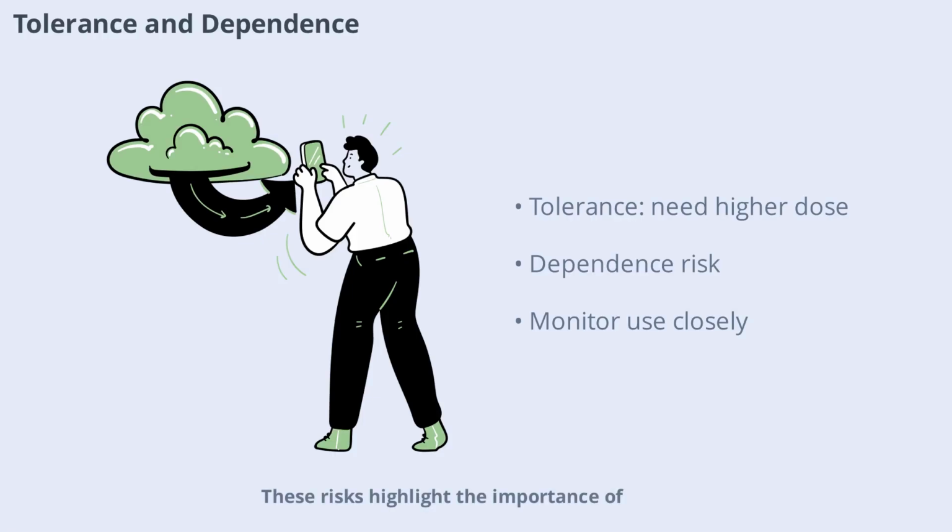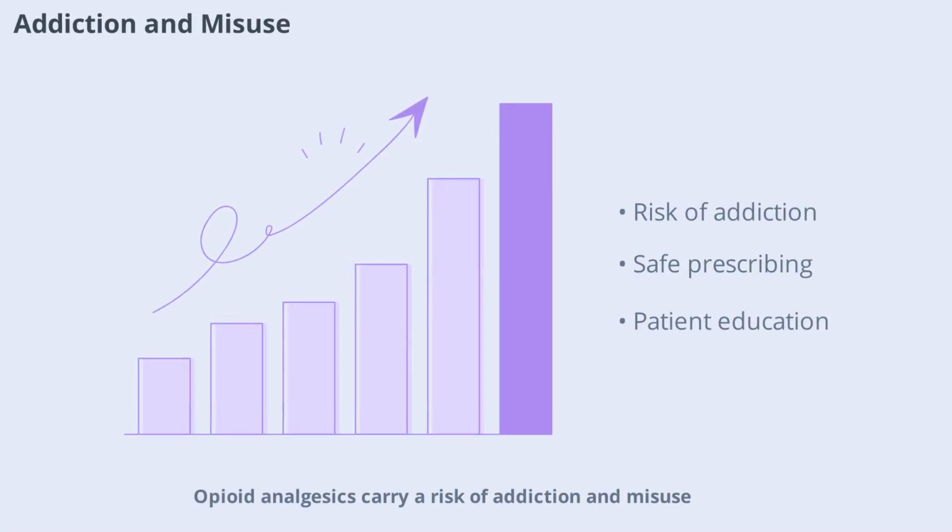These risks highlight the importance of careful prescribing and monitoring by healthcare professionals. Opioid analgesics carry a risk of addiction and misuse, which has become a significant public health concern. Addiction is a complex condition involving psychological and physical dependence. Safe prescribing practices, patient education, and monitoring are essential to minimize these risks and ensure responsible use of pain medications.